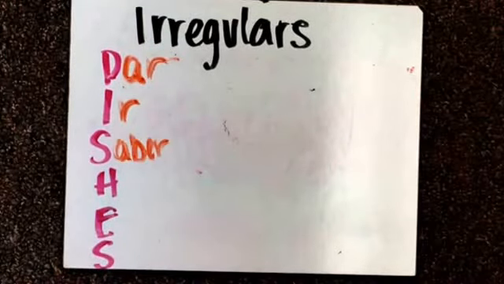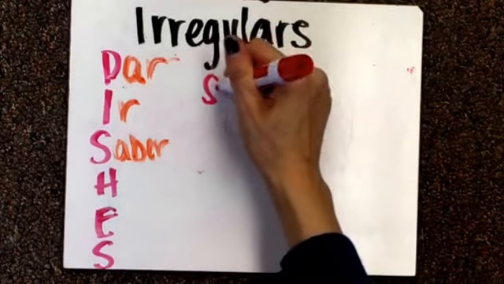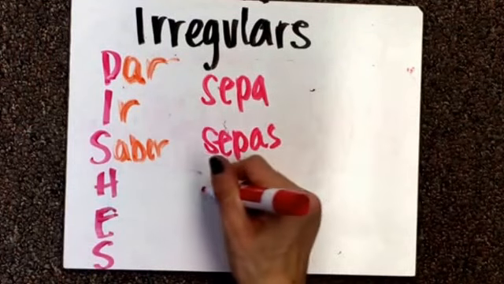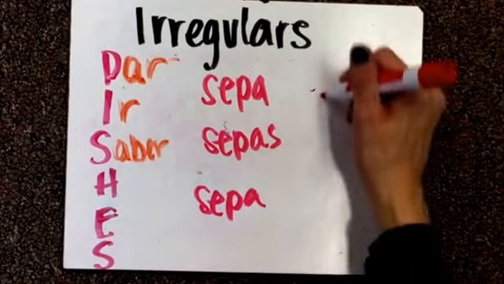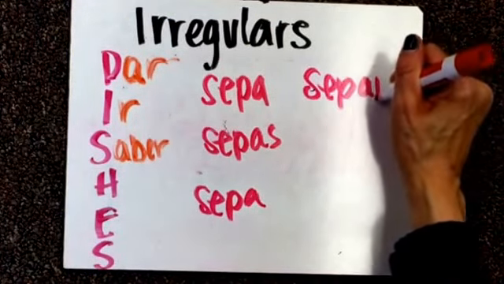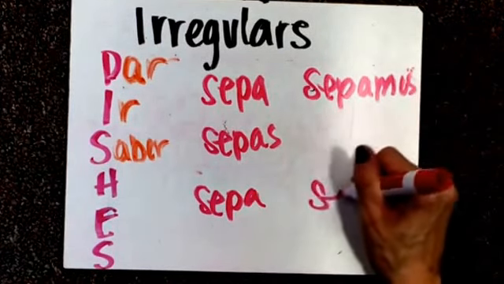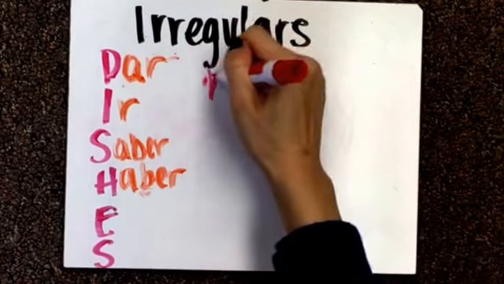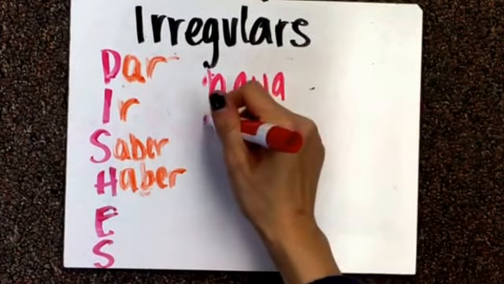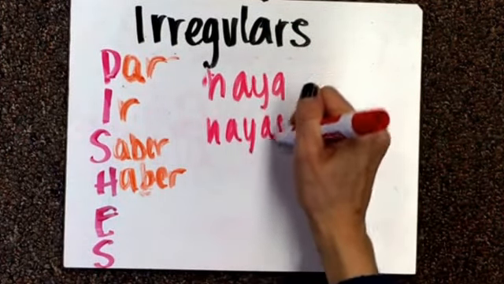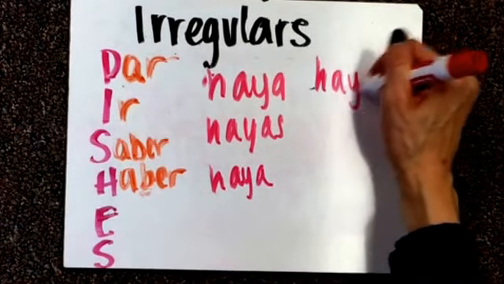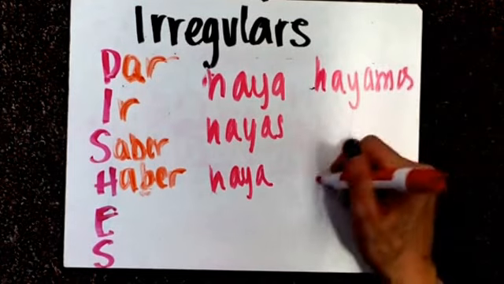Saber is again like the command form, so it just starts with sepa, sepas, sepa, sepamos, and sepan. Haber is just haya, hayas, haya, hayamos, and hayan.